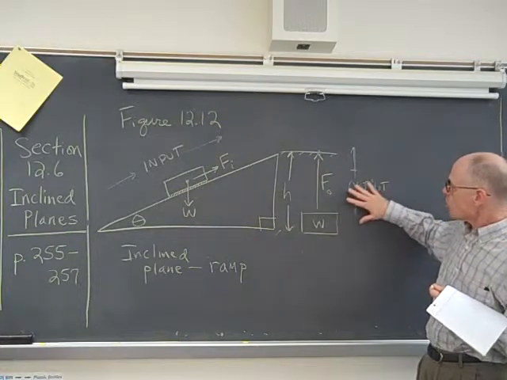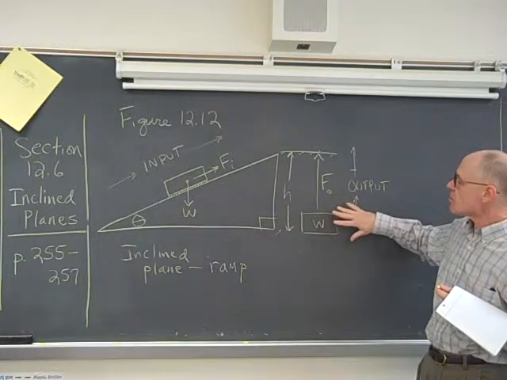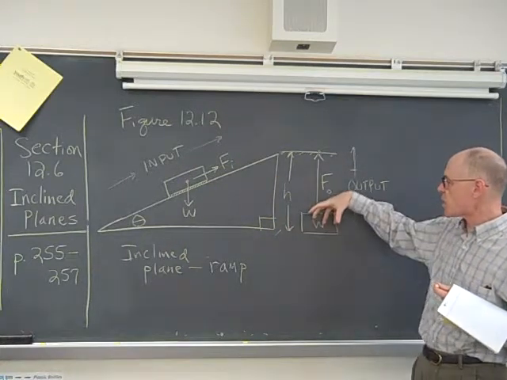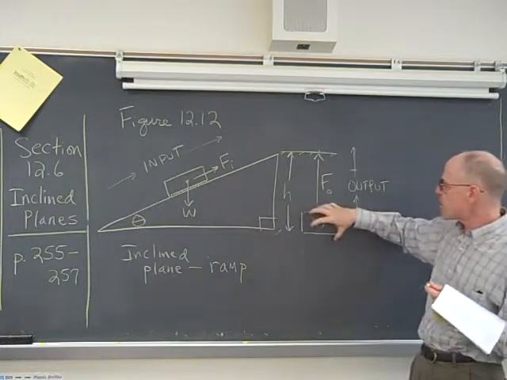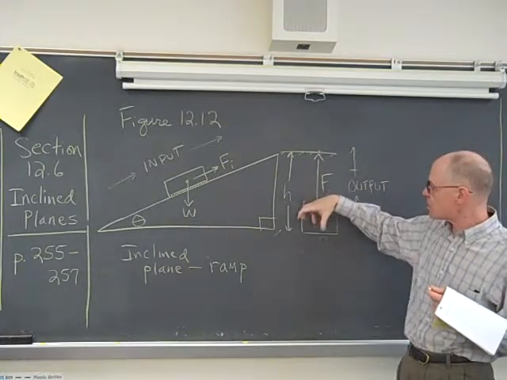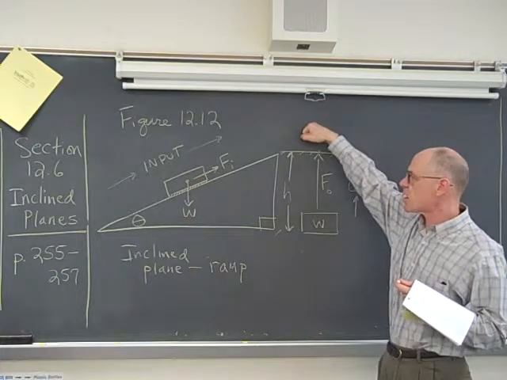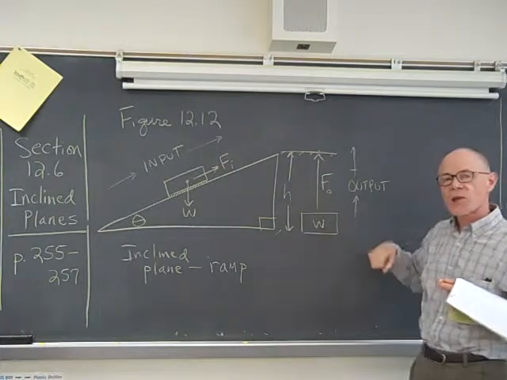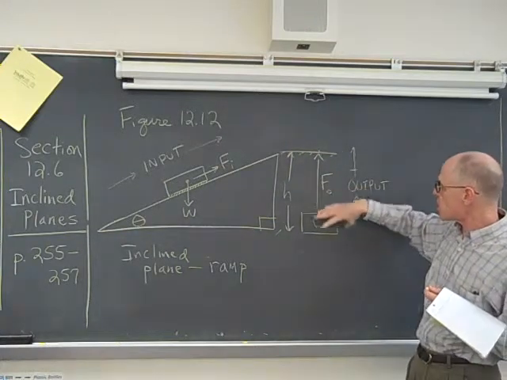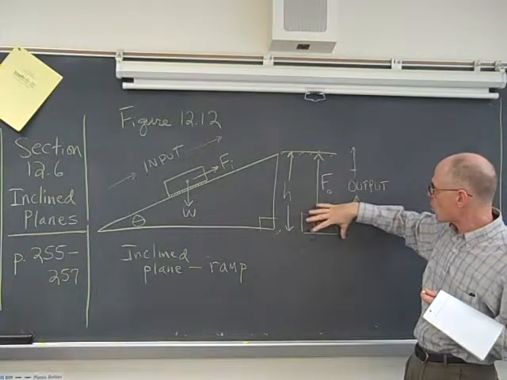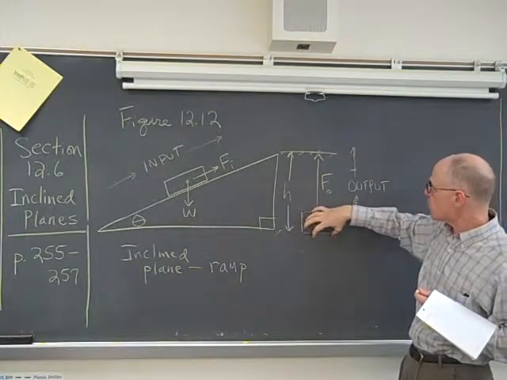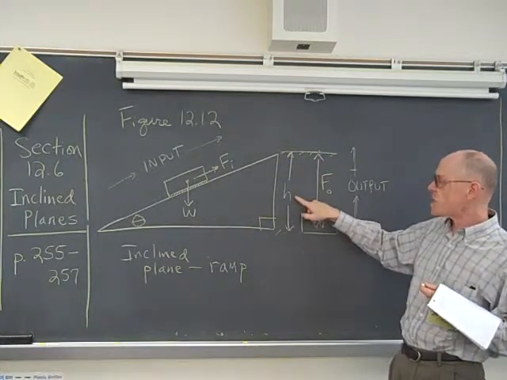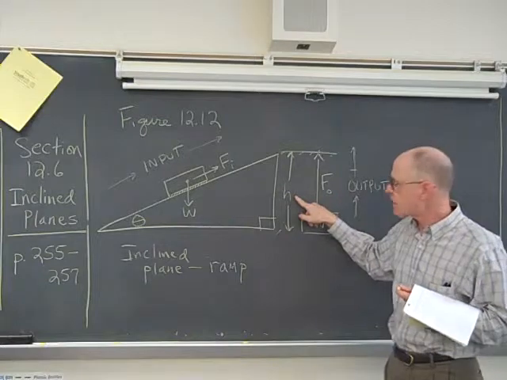The output is defined as, for instance, if you had decided, well, I'm not going to use a ramp, I'm just going to take this object, this is the same object as this, and use brute force and pick this up and set it up here wherever I want it to be in the end. So the output is, if you did just that, your output force is equal to the weight of the object, and you're lifting it up some height. This dimension is lowercase h, that's considered the height of the inclined plane.